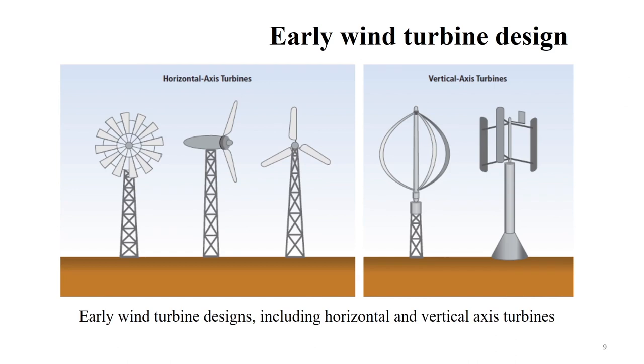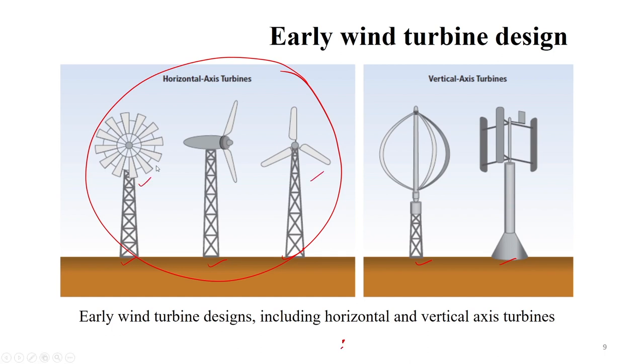So, as far as early wind turbine designs are concerned, these designs were quite popular, 1, 2, 3 design, and then these two are vertical axis turbines, and these three are horizontal axis turbines. This is two-bladed, this is three-bladed and this is multi-bladed. Okay? So, we will be discussing more on all these kinds of turbines in the coming slides.